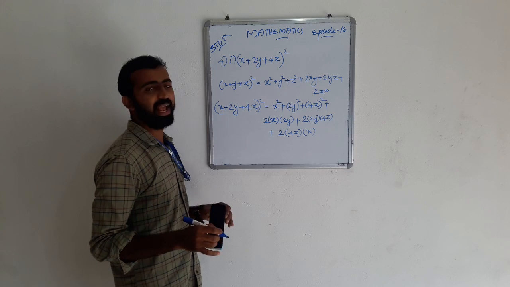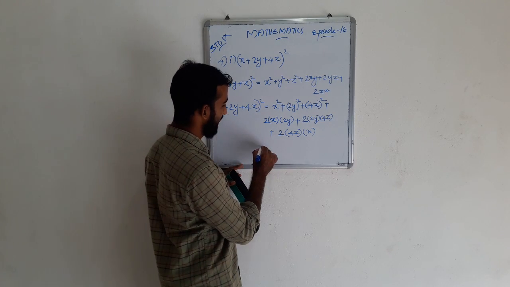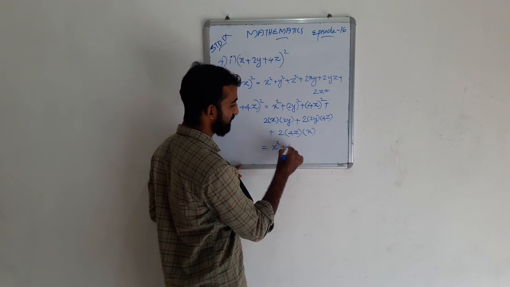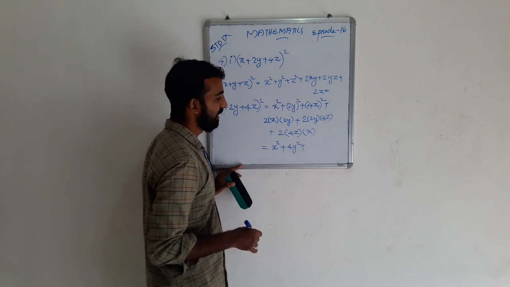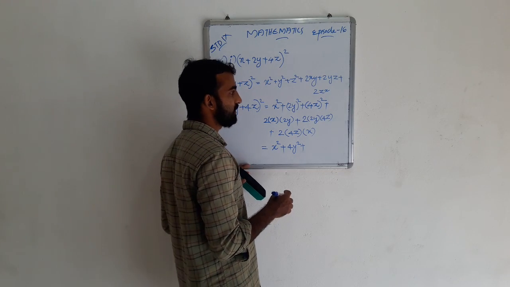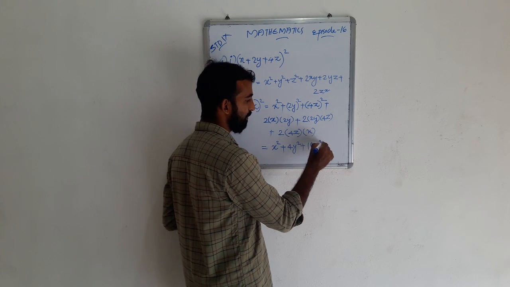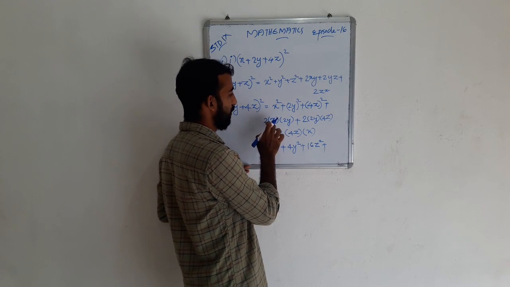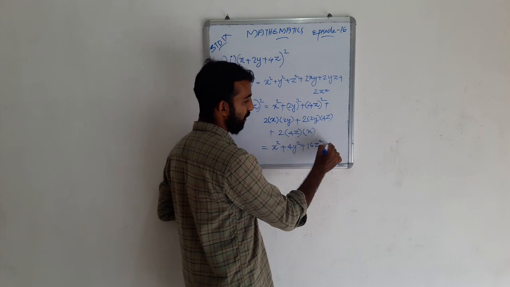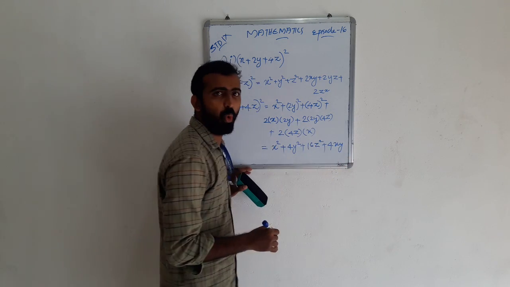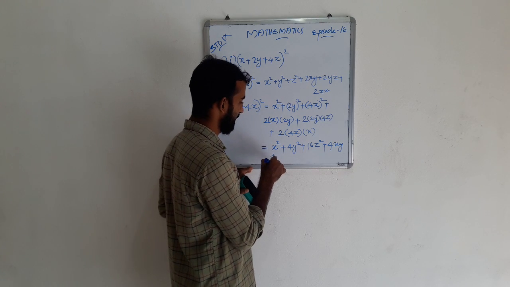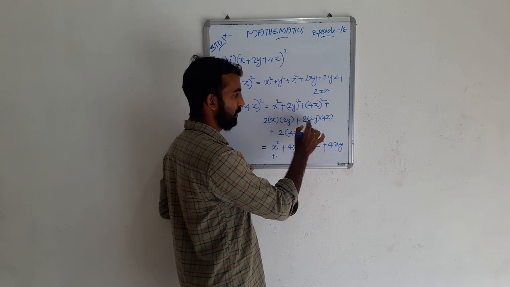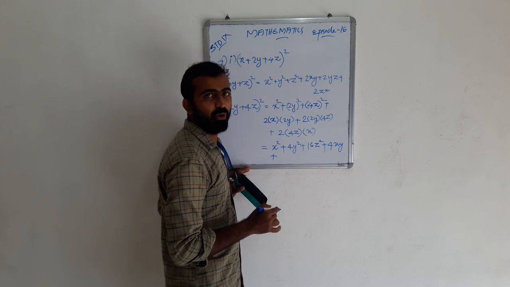2zx. This is the expansion. That is, we get x square plus 4y square plus 16z square, plus 2 into x into 2y, that is 4xy, plus 2 into 2 into 4, that is 16yz.